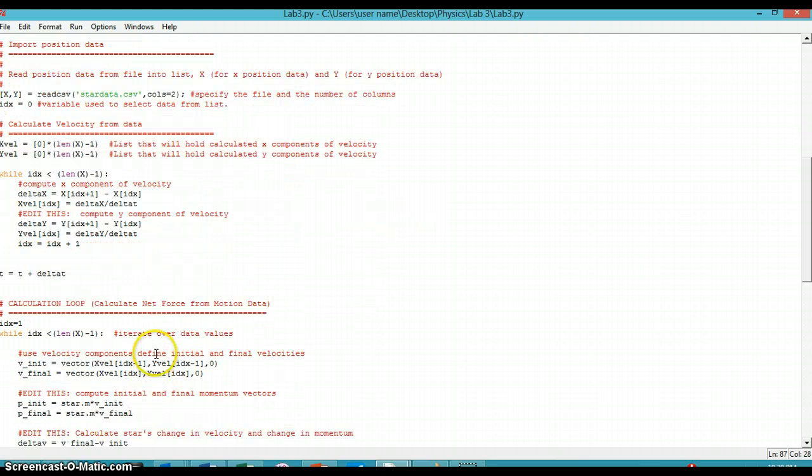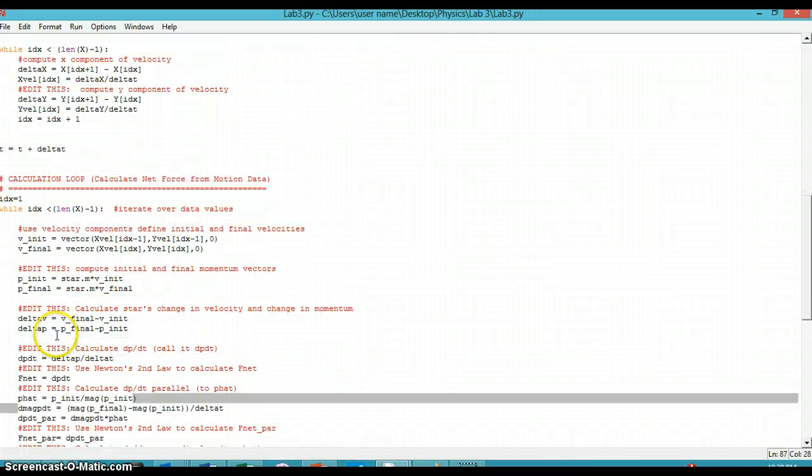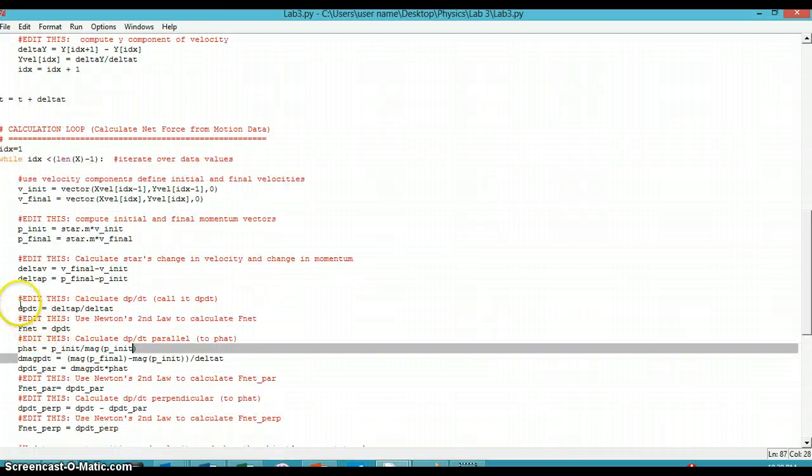And in our second while loop, we had to find the initial velocity and the final velocity, as well as the final momentum and the initial momentum. This was all used later so that we could find dp/dt is equal to delta p divided by delta t, and F net equals dp/dt. And with this, we could calculate dp/dt parallel as well as dp/dt perpendicular, which is dp/dt minus dp/dt parallel, which I showed earlier in the equations for this lab.